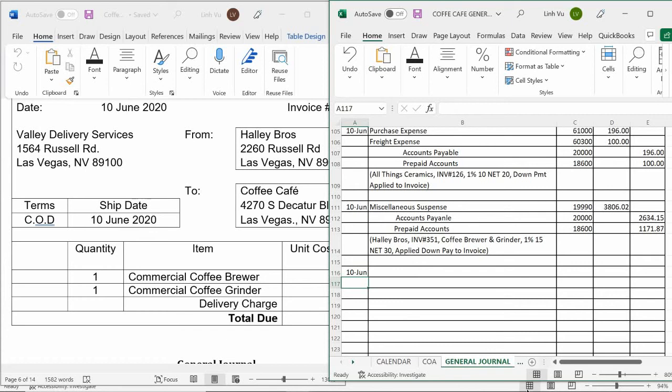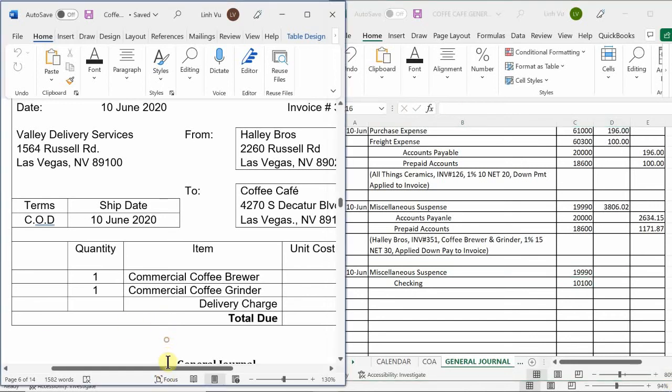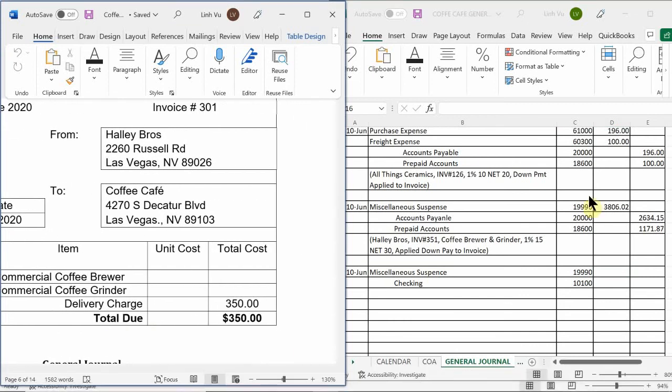I have to pay for it, right? So how am I going to pay for it? With the check. You're going to cut them a check, so that means checking there. Now, where is my coffee brewer and coffee grinder currently at? We put it into miscellaneous suspense, so that's exactly where you're going to place it as well, because that's where my coffee brewer and coffee grinder is right now. For a total of how much? $350.